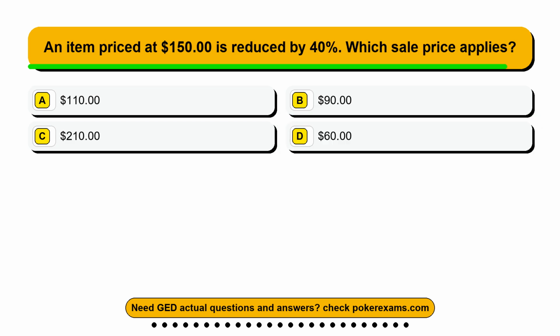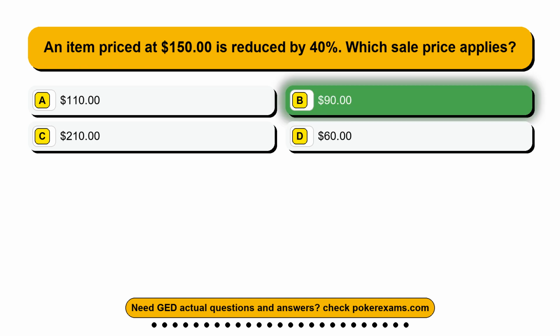Question 24. An item priced at $150 is reduced by 40%. Which sale price applies? Option A, $110. Option B, $90. Option C, $210. Option D, $60. The correct answer is option B, $90.